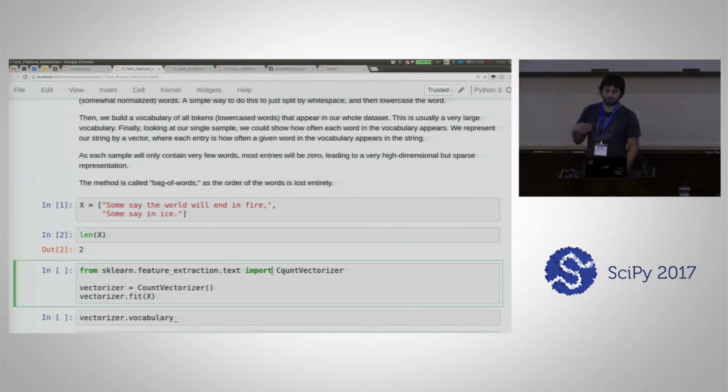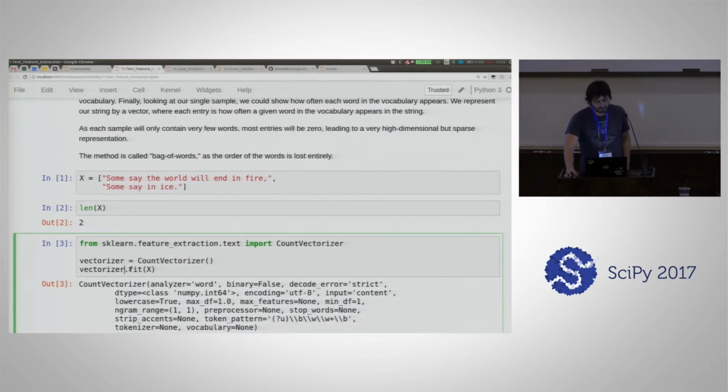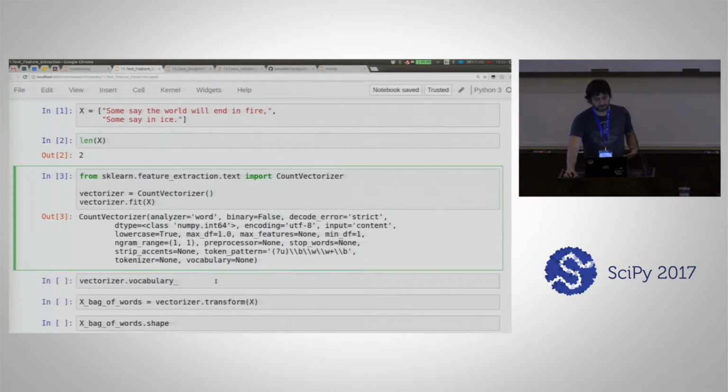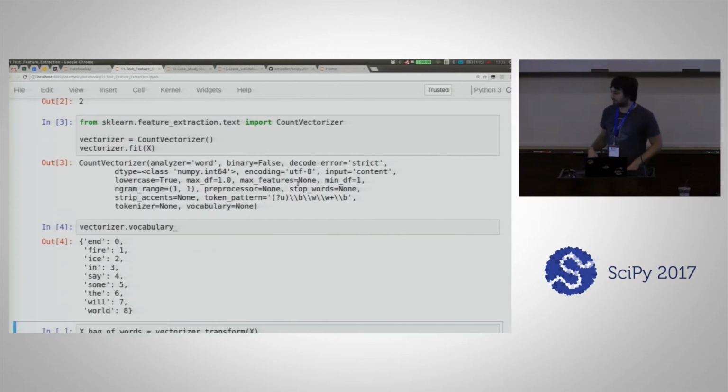Now I can use the CountVectorizer, which implements the bag-of-words encoding. This is a transformer, so we instantiate it, and then we can fit and transform data. Fit just builds the vocabulary. This is a very small data set, so it only has a couple of words in it. Usually, as I said, this will be tens of thousands or hundreds of thousands. Here we only have these few words: end, fire, ice, in, say, some, the, will, world.